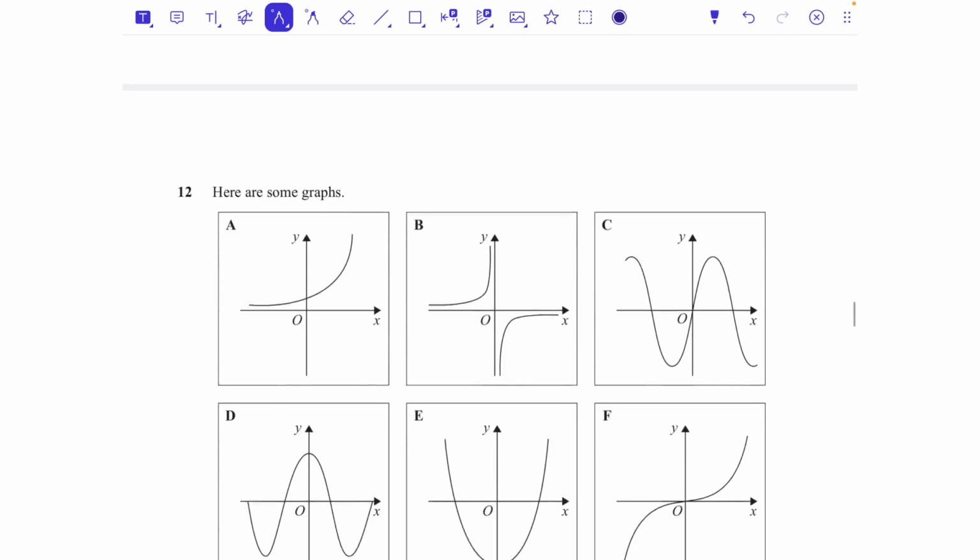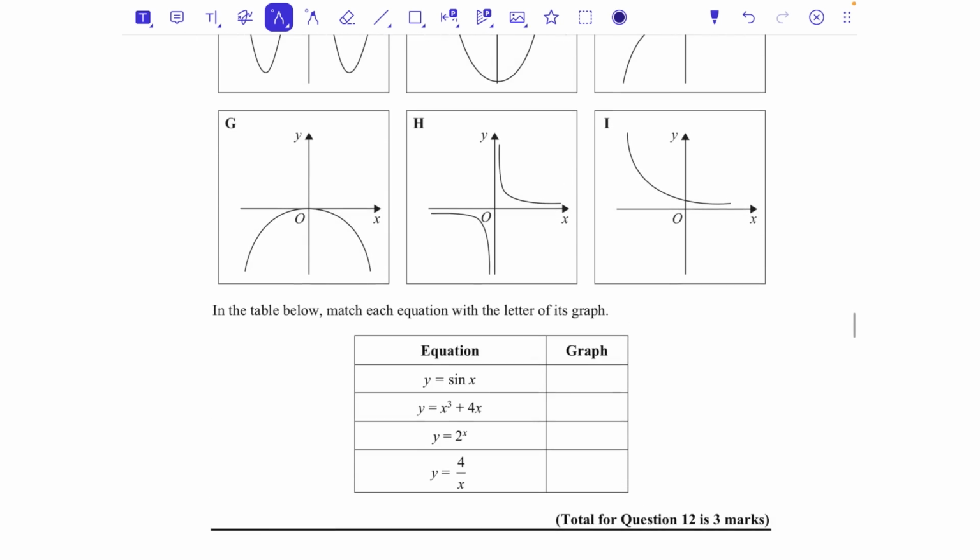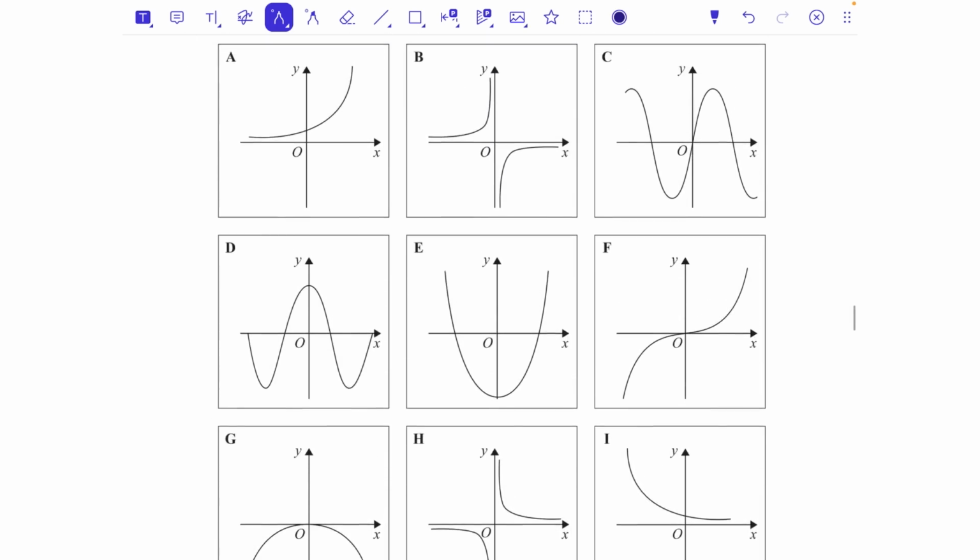Question number 12. Here are some graphs. In the table below, match each equation with the letter of its graph. So let's just go through these. This is an exponential graph, something like 2 to the power of x, or 3 to the power of x, or 4 to the power of x, where that power is x.